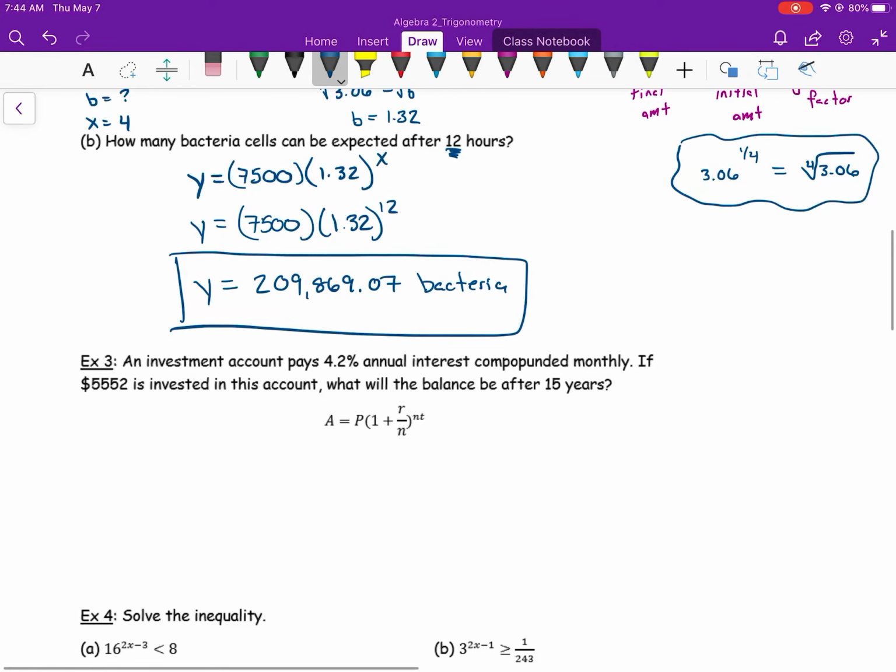Example 3 is a banking style problem. Alright, so we have an investment account that pays 4.2% interest annually, and it's compounded monthly. If $5,552 is invested in this account, what will the balance be after 15 years?